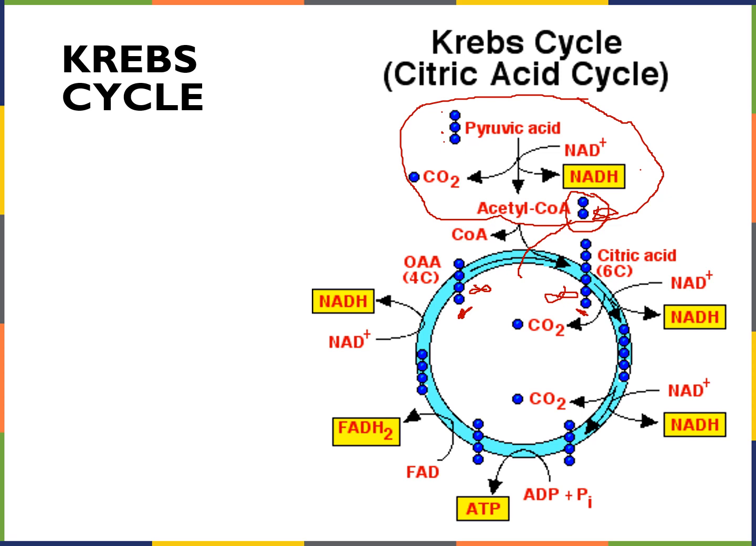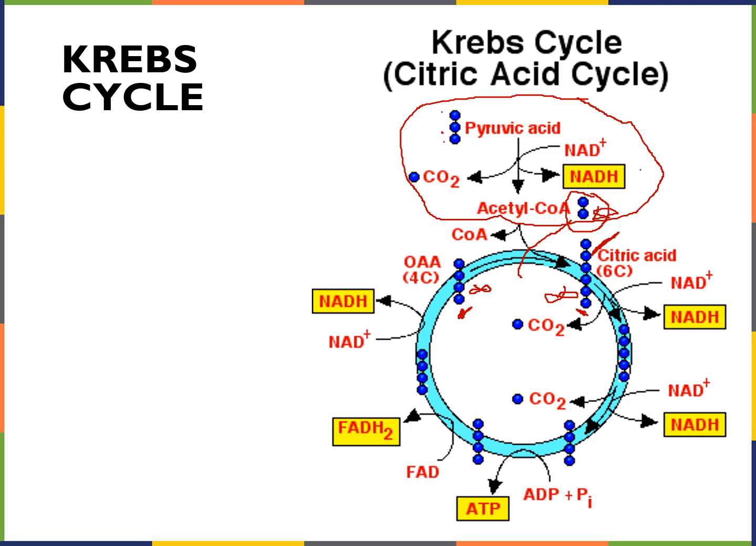In case you're wondering, OAA, they did give you the abbreviation for the name. This stands for oxyl acetyl acetate. You do not need to know that for the exam, but they just put that information in here, so in case you were wondering what OAA stood for, well, that's what it stands for. Okay, so like I said, the first product of the Krebs cycle is citric acid. All right, and I said that's also a test question. The first product of the Krebs cycle is citric acid.